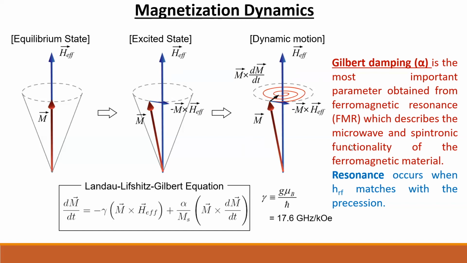So the Gilbert damping constant is the most important parameter, which is obtained from ferromagnetic resonance measurements, which we will discuss, and which describes the microwave and spintronic functionality of the ferromagnetic material. And the resonance, which we will see ahead, occurs when the H RF matches with the precession.